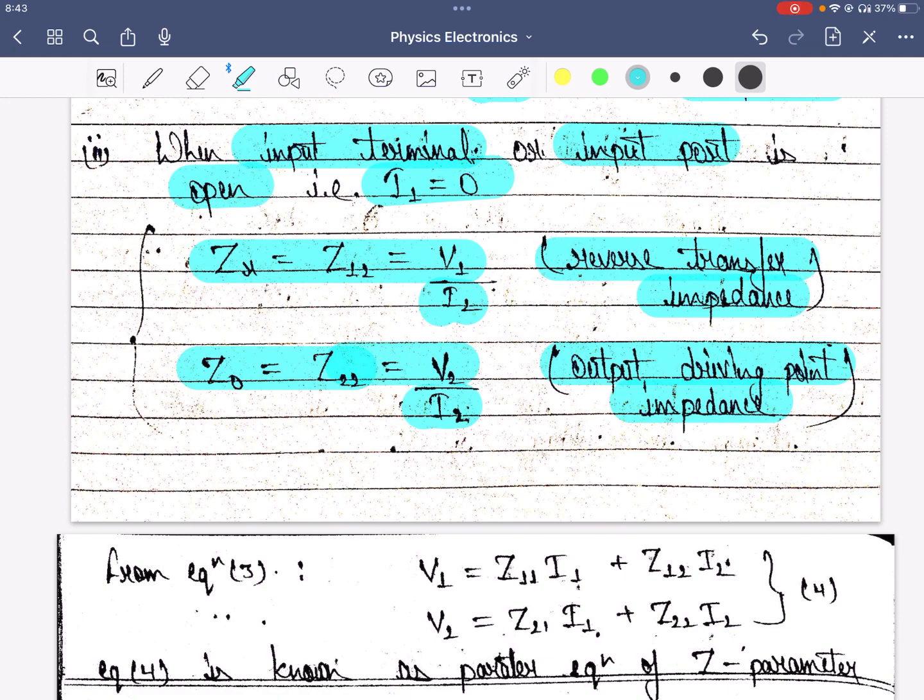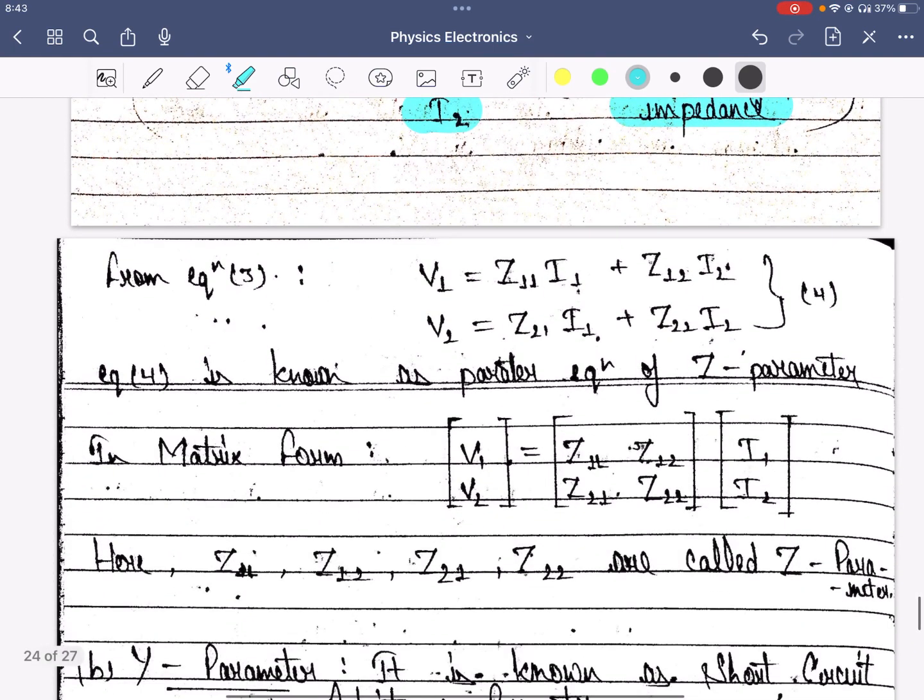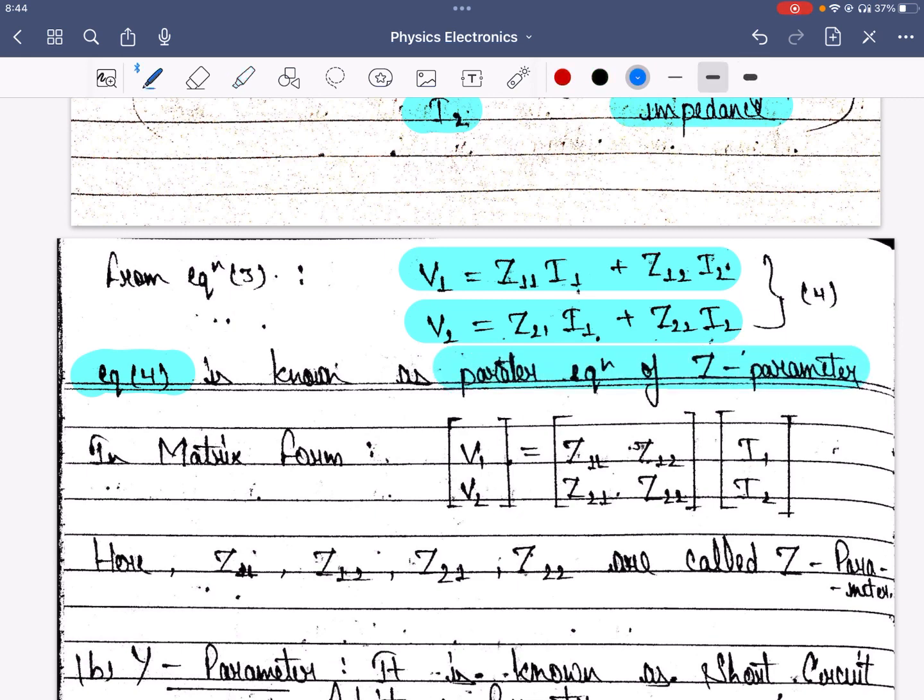Now, when we replace Zi, Zr, Zf and Z0 with Z11, Z12, Z21 and Z22, we get equation 4, and equation 4 is known as the parameter equation of Z parameter. In the matrix form, it is represented as here Z11, Z12, Z21 and Z22 are called the Z parameter.